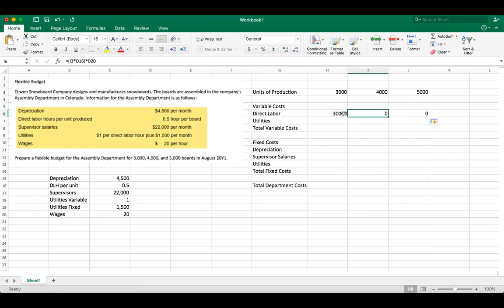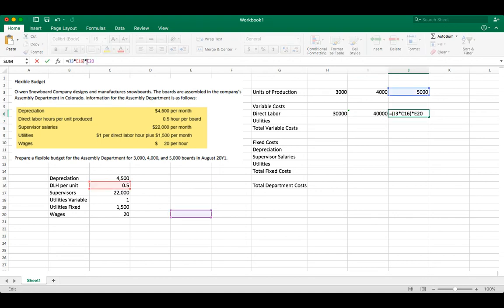I'm going to double check these. So when I carried this over, the only thing it changed that it kind of messed up were these two things. So we're going to change that to C. Change that to C. Okay. And with this one, we're going to change this to C. Change this to C. Okay. So our direct labor is all figured out.